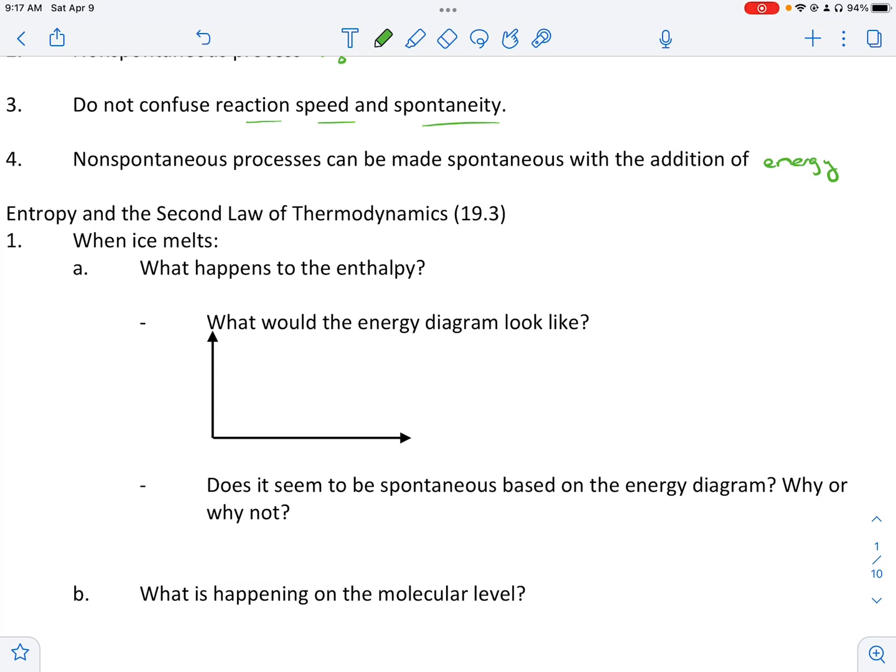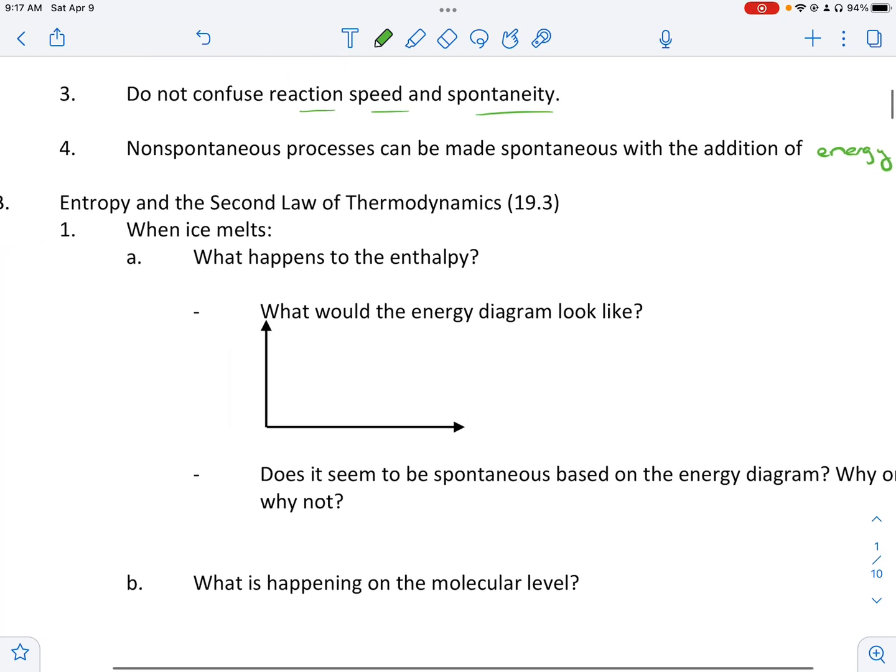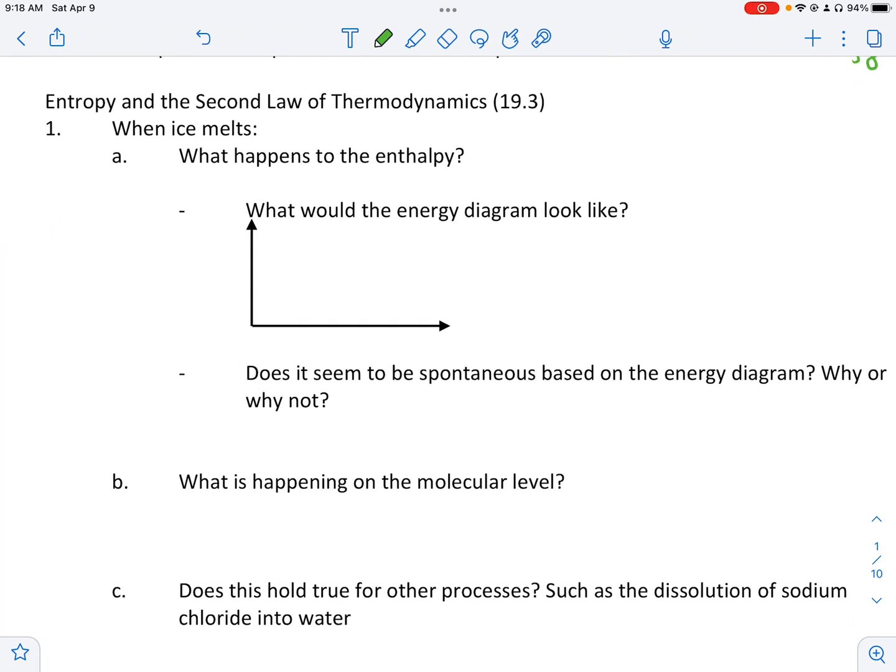All right. Entropy, and the second law of thermodynamics. Let's look at some background information. So when ice melts, what do we have happening to the ice melting, right? Heat is added, right? Enthalpy, remember, is talking about the heat or energy added. So for enthalpy, heat has to be added for ice to melt. So if we look at our energy diagram, we start at a lower energy and then it goes up. It could be lower, it could be higher, but our products are at a higher energy than our reactants.